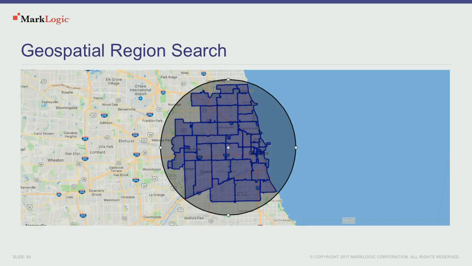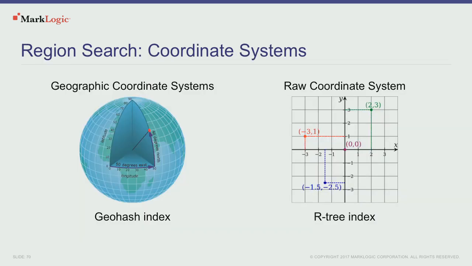Okay, now let's talk a little bit about the new region index that's introduced in MarkLogic 9. So this is an example of what, say, a within query might look like. We're searching for, in this case, zip codes that are within this circle; that would be the query that would have generated this result. In fact, for region search, we have 2 different methods of indexing depending on what coordinate system you use. For the geographic coordinate systems, which are WGS84, points on the surface of the Earth, we use a technique called geohashes. For the raw coordinate system, the Cartesian coordinate system, we use a technique called R-trees because geohashes don't apply in the Cartesian coordinates.